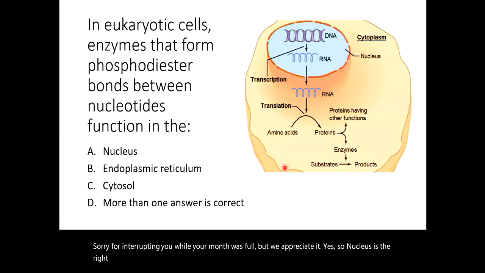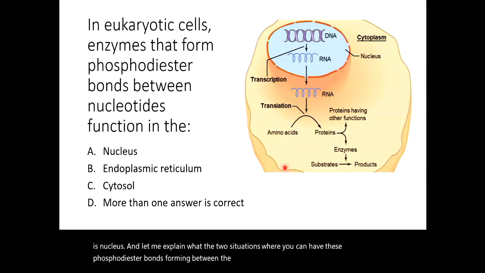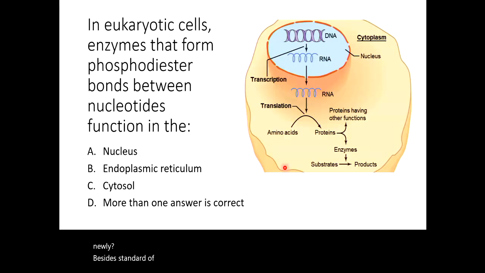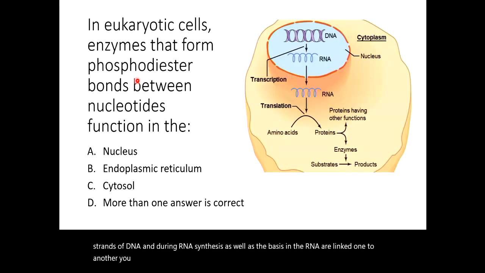Some of you said more than one answer is correct. So the correct answer is nucleus, and let me explain. The two situations where you can have these phosphodiester bonds forming between the nucleotides is during DNA replication. Are we in agreement? During DNA replication, you have phosphodiester bonds forming between the nucleotides which make up the newly synthesized strands of DNA, and during RNA synthesis as well. As the bases in the RNA are linked one to another, you have these phosphodiester bonds.